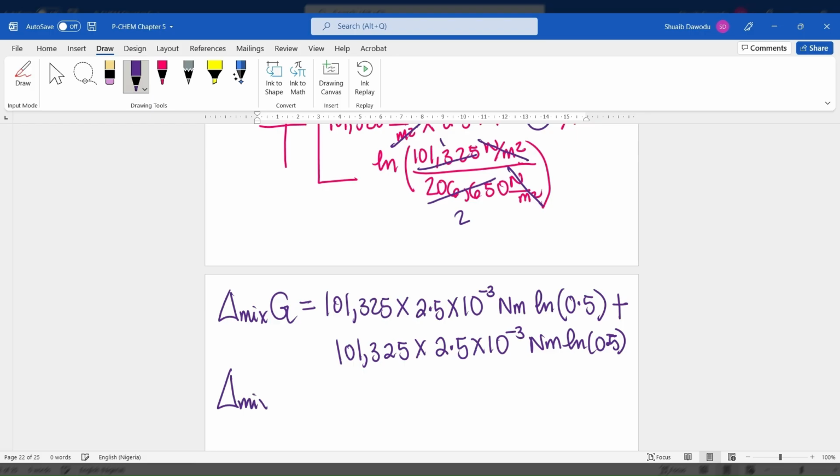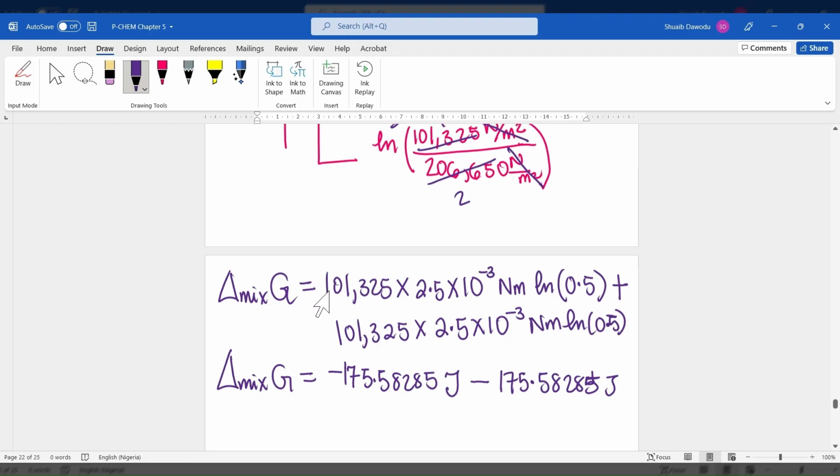So we input both sides in our calculator. On the left side, we end up with negative 175.58285 joules, minus 175.58285 joules as well. Now you may be wondering, we're dealing with positive values.